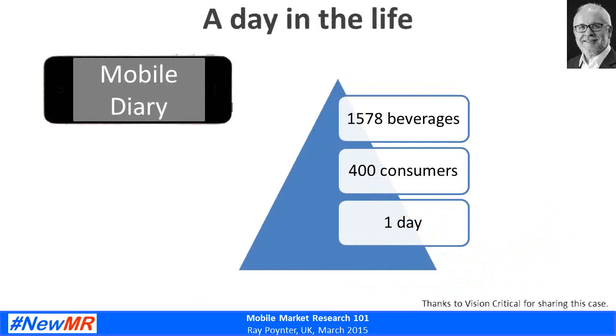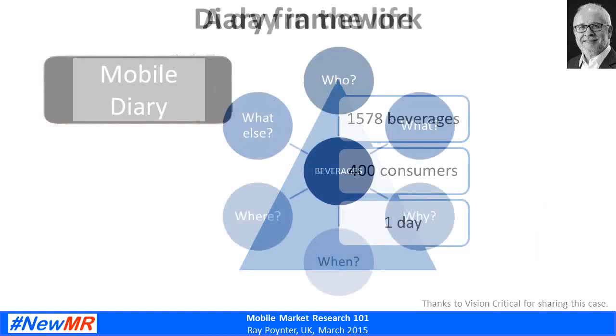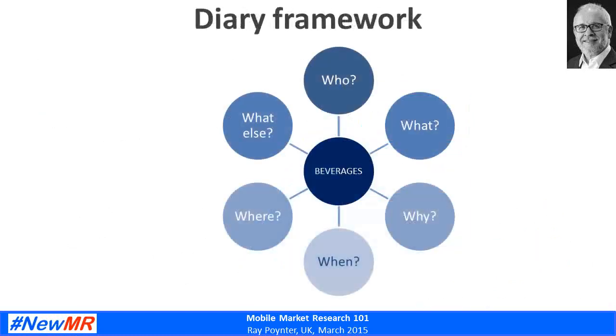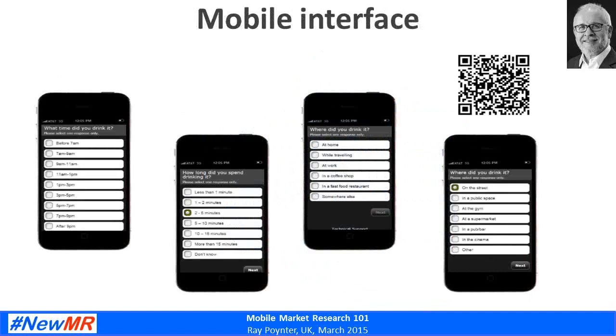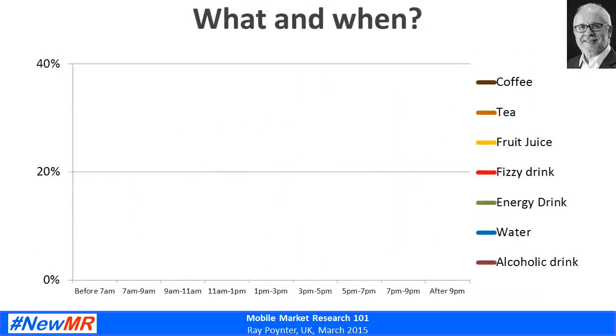A day in the life, trying to understand what people drink and when. So 400 consumers for a day, every time they had a drink, they just put their responses in, along with when, where, what else, who, and questions like that. The survey took about 90 seconds each time they had a drink. And what they were able to show is the sort of thing you can't do with typical recall type studies.